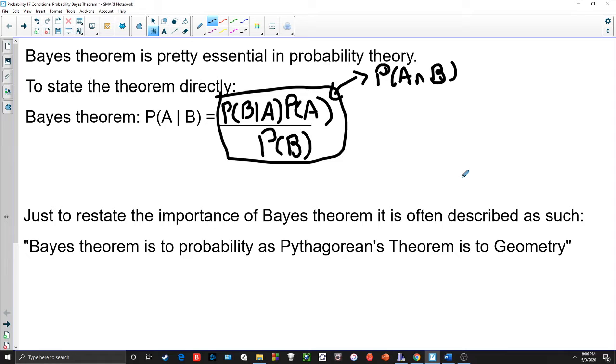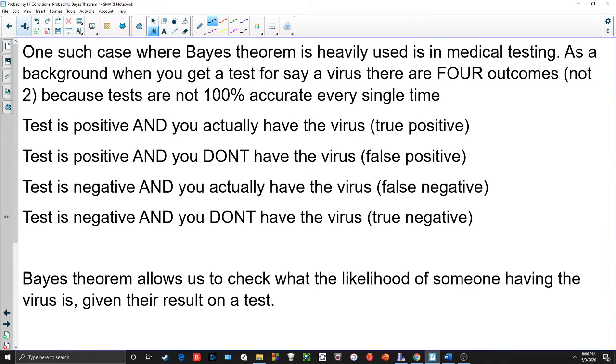But first, just to make sure I state the importance, because Bayes' theorem is, like I said, a prestigious sort of theorem in stats. It's often described as basically Pythagorean's theorem for statistics. So Pythagorean's theorem is a very important and key concept in geometry that kind of unlocks a lot of the other stuff in geometry that we can use. Bayes' theorem does that same thing for statistics. So it's a very key cornerstone topic in probability theory. So let's see it in action here, or kind of how it's used.